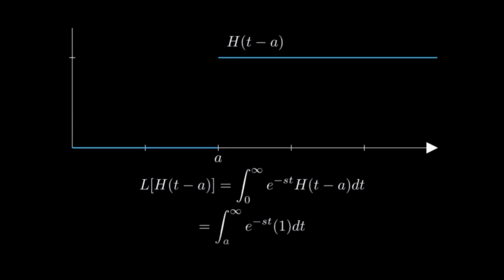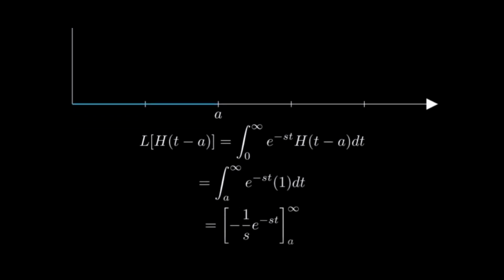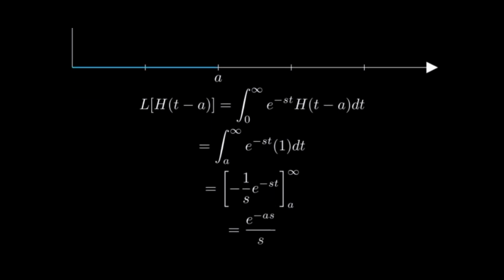Since the Heaviside function is 0 before t equals a, we can change our lower bound to a. Now, let's evaluate this integral. The integral of e to the negative st is negative 1 over s times e to the negative st. Evaluating from a to infinity, and noting that e to the negative st approaches 0 as t approaches infinity, we get our result, e to the negative as over s.